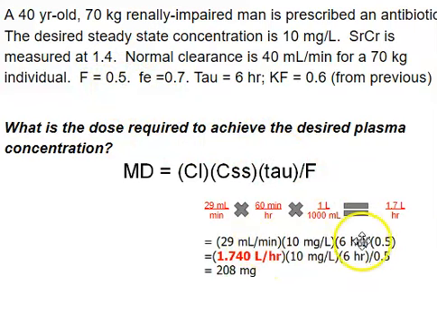Because these units are not matching up, what I did in red was calculate 29 mLs per minute times 60 minutes per hour times 1 liter per 1,000 milliliters, which gives you 1.7 liters per hour, and that's where that number comes from. So 1.7 liters per hour is the new clearance times the plasma concentration times the dosing interval divided by the bioavailability, and that gives you 208 milligrams. So this patient should get 208 milligrams because he has renal impairment.